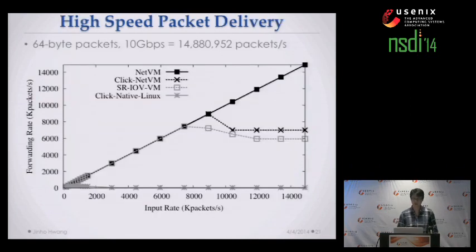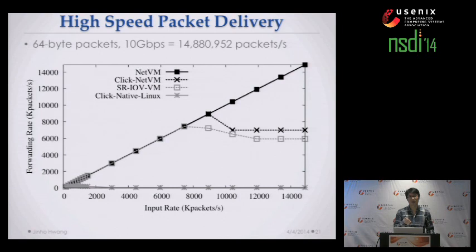So this graph shows how the NetVM performed. As you can see, NetVM increases the forwarding rate as the input rate increases, so it's linear. We expect that if more ports are added to the system, it will increase linearly. However, Click NetVM shows about 6 Gbps achieved, and then it has overhead and drops packets and slows down from there.